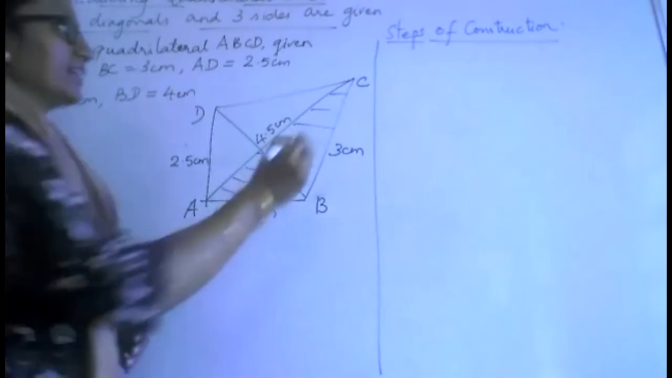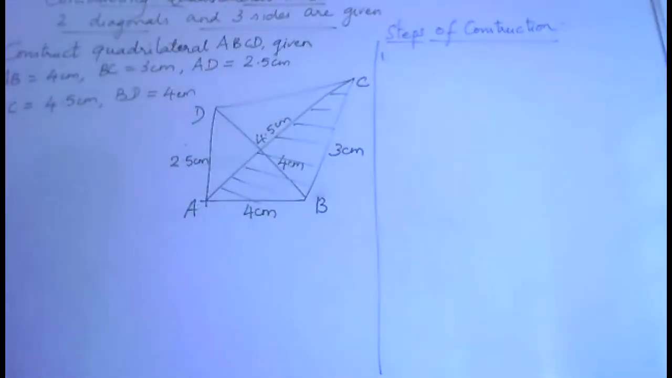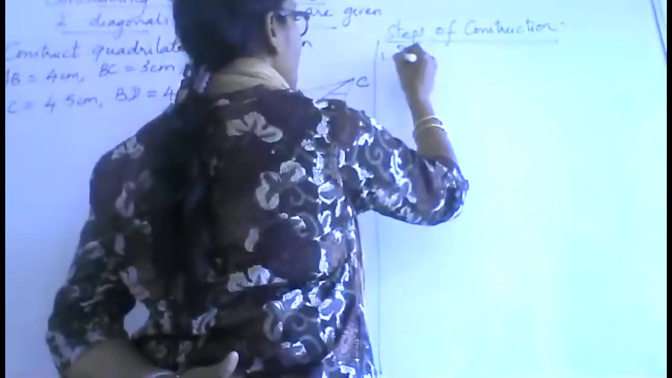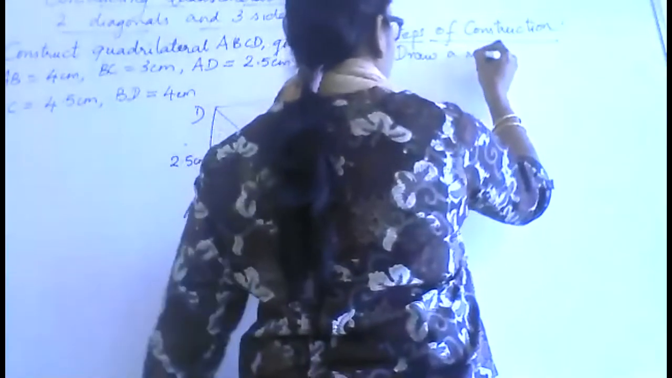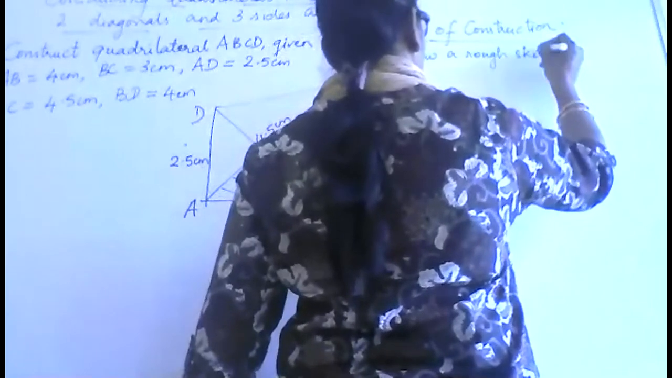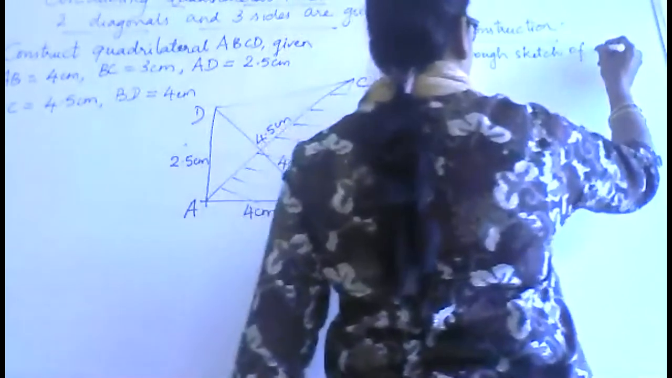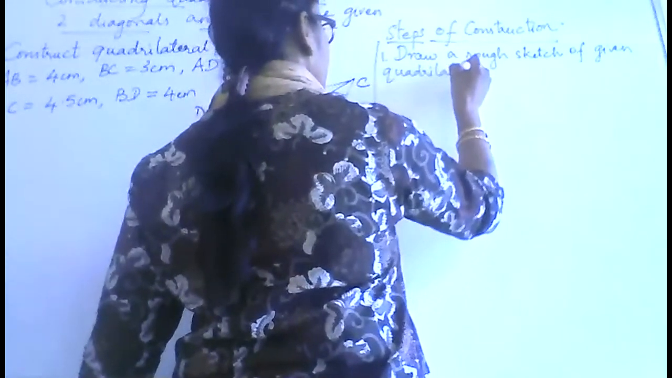As we have already done in the previous construction, the first step in your construction will be to draw a rough sketch of the given quadrilateral ABCD.